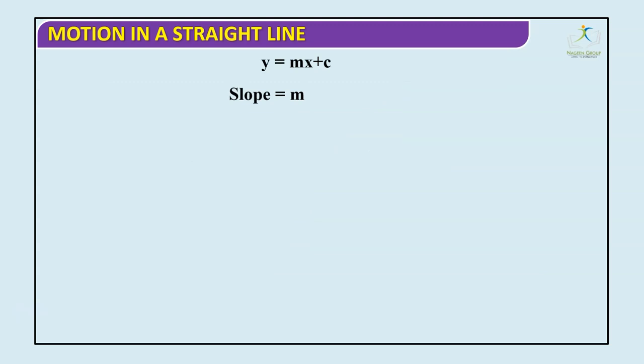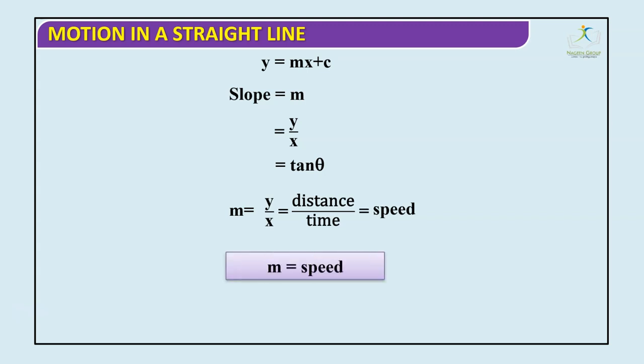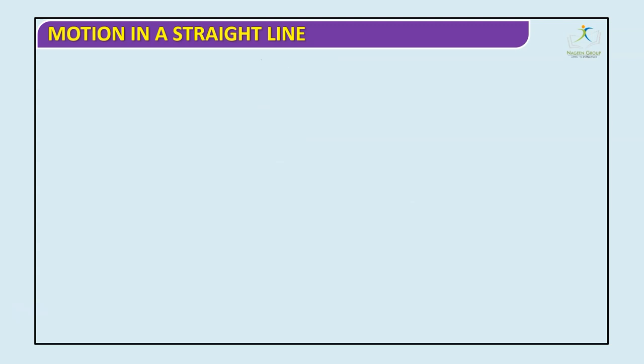In this equation, m is the slope, and the slope means y by x, which is equal to tan theta. So m is defined as the speed. So speed is equal to our slope, which is m.